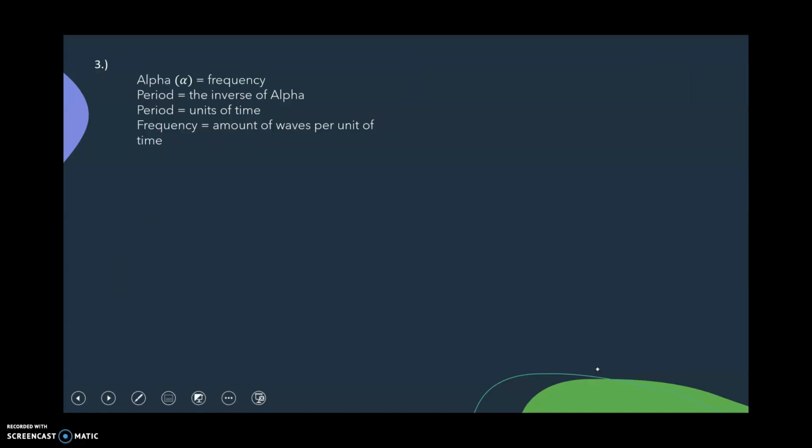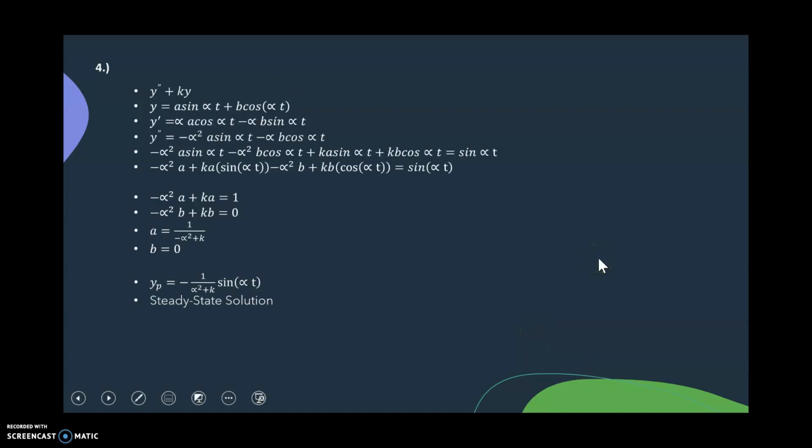So now the relationship between alpha and period is that alpha represents the frequency and period is the inverse of alpha. Period also equals the units of time, and frequency is the amount of waves per unit of time.